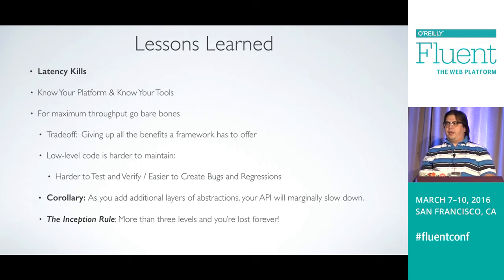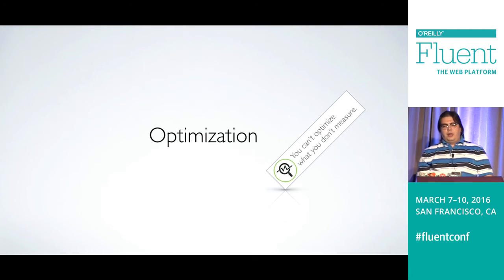If you abstract a framework too much, then it will be harder to jump through the hoops, and it will be harder to reason about your application or trace your application and stuff like that. And therefore, if you are making more than 3 levels of indirection, you basically go into limbo and get lost forever, which is also known as the inception rule. You should not go more than 3 levels unless you absolutely need to. So that was a summary.